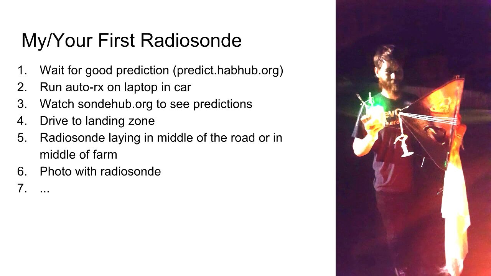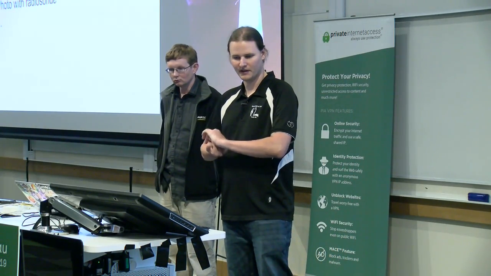When the balloon's going up, the prediction is going to be really rough because we don't know when the balloon is going to burst. You're best off driving halfway out to where you expect the balloon to go, waiting for it to burst, and waiting a couple of minutes to get enough data for a prediction of the final destination. Then you can keep on driving towards that final destination, just keep iterating over that. If you're lucky, you'll find the Radiosonde laying in the middle of the road, or it could be in the middle of a farm.